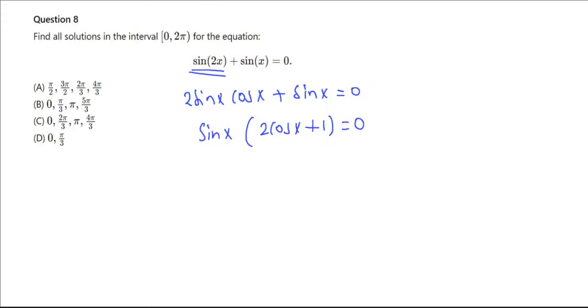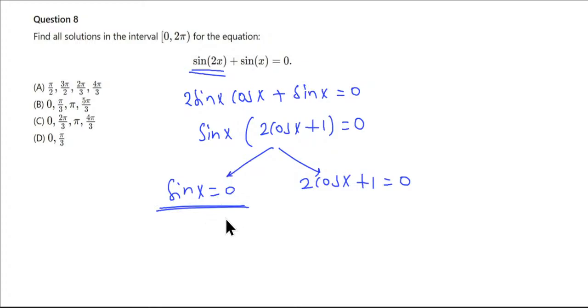And then I'm going to say that sine x is 0, because I'm just using the zero product property, right? If the product of two things is 0, then either the first thing is 0 or the second thing is 0. So either sine x is 0, or 2 cos x plus 1 is equal to 0. When is sine 0? Now this is all about the unit circle. Sine is 0 whenever x is 0, pi, 2 pi, 3 pi, negative pi, negative 2 pi, and so on. But remember that our answers should only be between 0 and 2 pi.